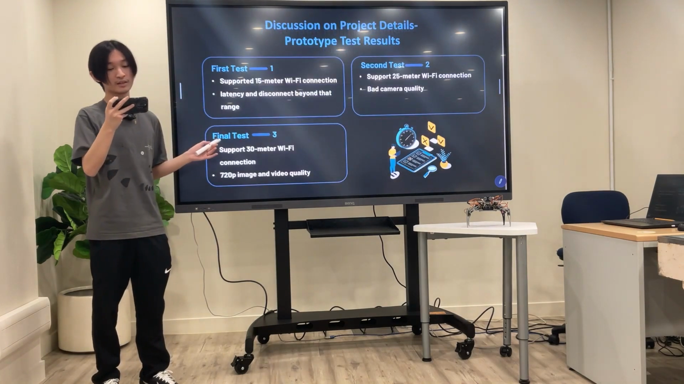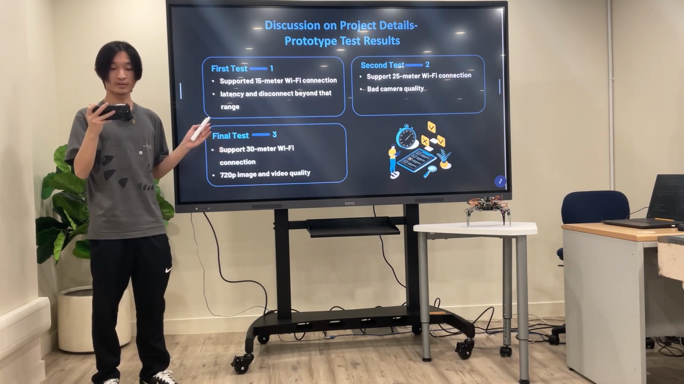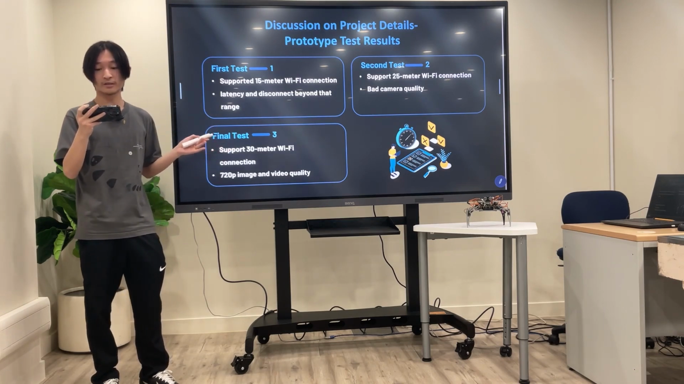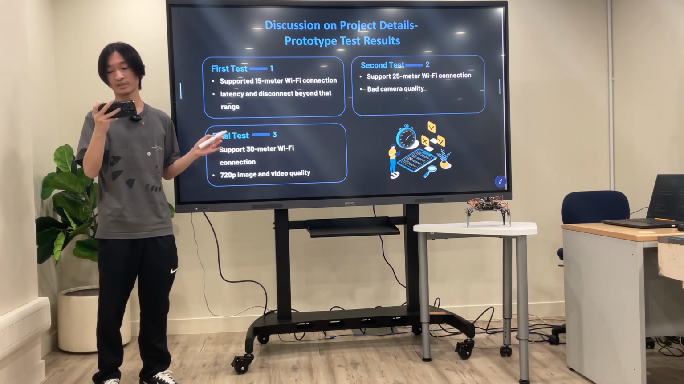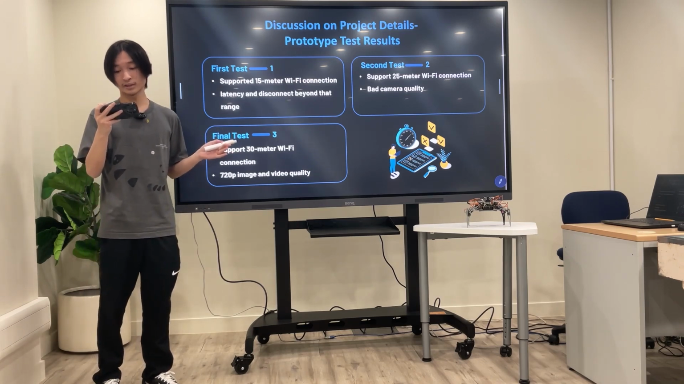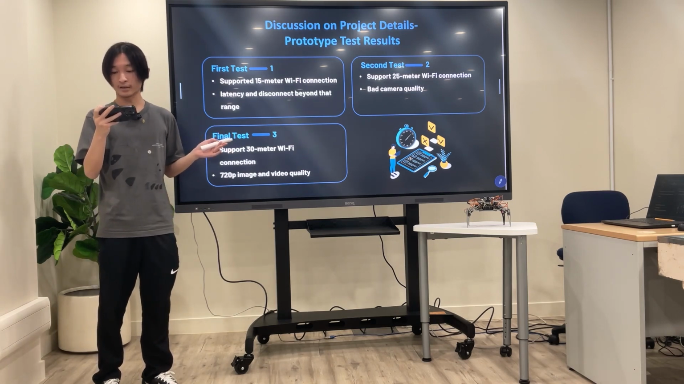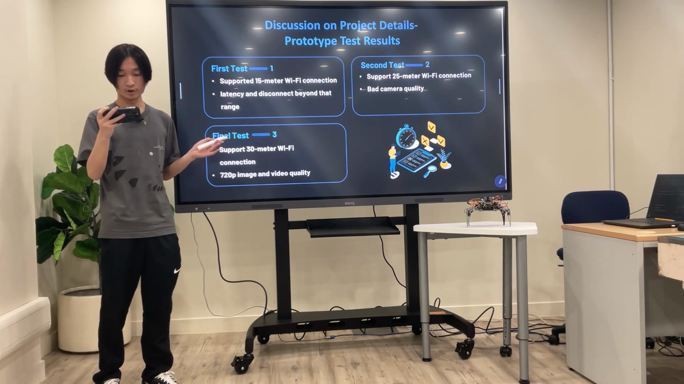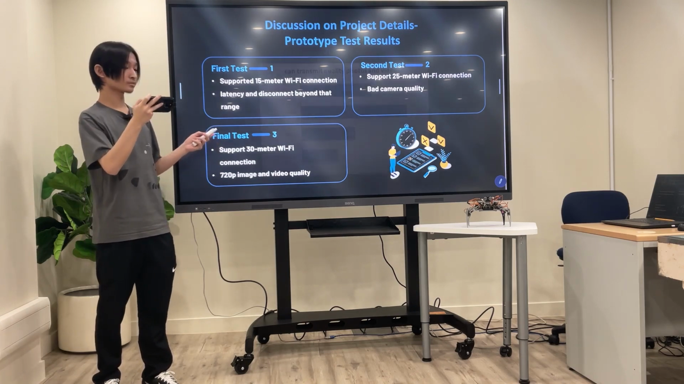In the final test, we addressed all the previous issues, including the robot's Wi-Fi connections, movement, and video quality, so that our success criteria were met. The video stability was greatly improved with a new mounting system, and the robot was operated without any problems or failure within a 30-meter range.